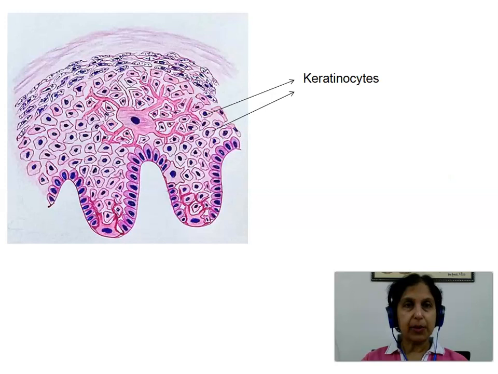This is a hand-drawn picture showing us the epidermis of thick skin, and what we see here is the stratum basale, and this here is stratum spinosum. The cells which are seen here, the predominant cell type, are the keratinocytes. We also appreciate the other three layers here, the stratum granulosum, stratum lucidum and the stratum corneum.